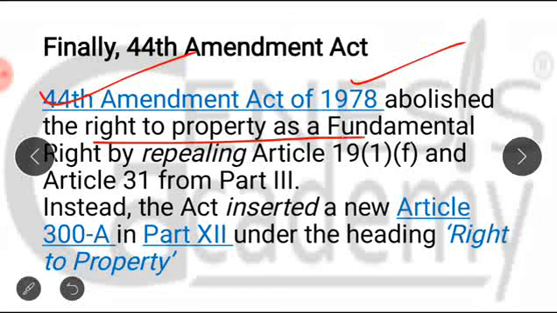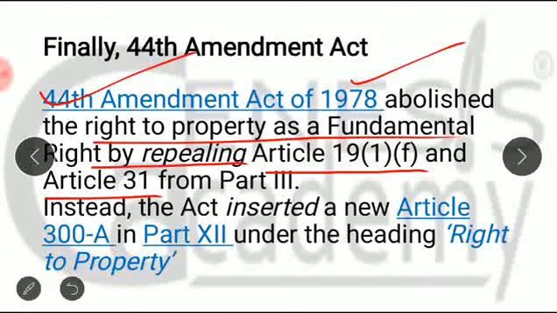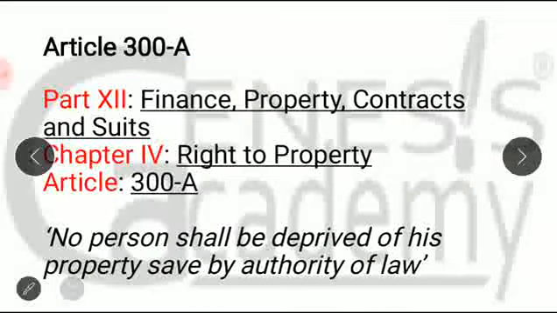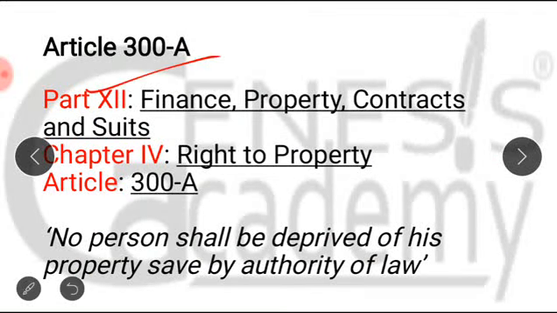The right to property as a fundamental right was repealed. Right to property ended. That means Article 19 Clause 1 Subclause F and Article 31 from Part 3 were deleted. Instead, it inserted a new article in the Constitution, that is Article 300A in Part 12 of the Constitution under the heading Right to Property. You have to remember this: Article 300A. Part 12, what is its title? Finance, Property, Contracts and Suits.